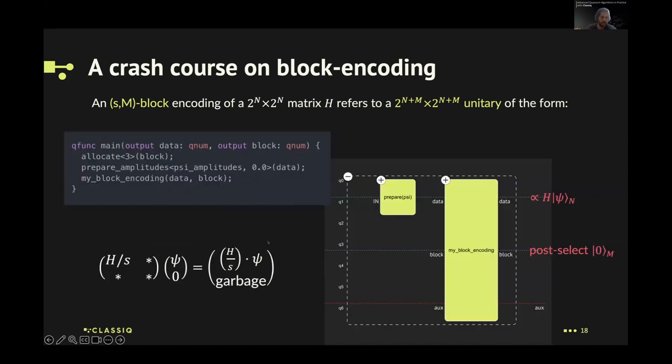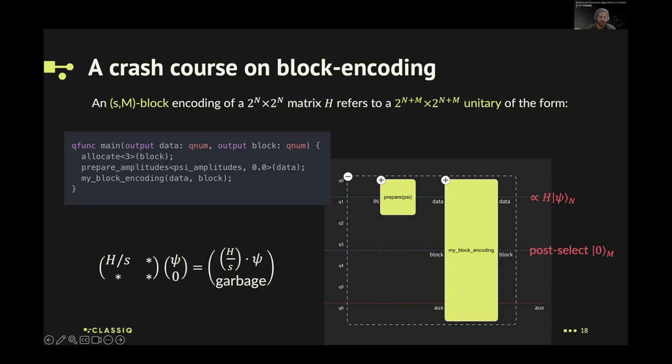Or maybe let me show you like this. Let's say I have my block encoding function, which is some block encoding. So it's a black box. It has two variables. It has one variable for the data, and one variable for the block, which completes it to be unitary. The data part is of size 2, meaning the Hamiltonian is of size 2 to the power of 2. And I have a block variable, which is of size 3. So I allocate the block variable of 3.